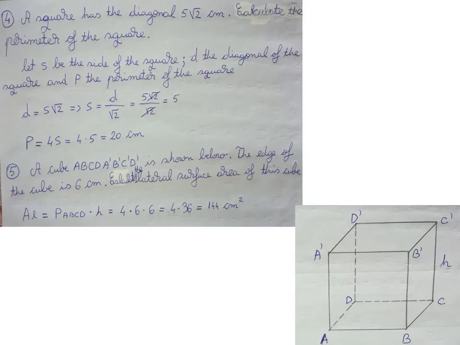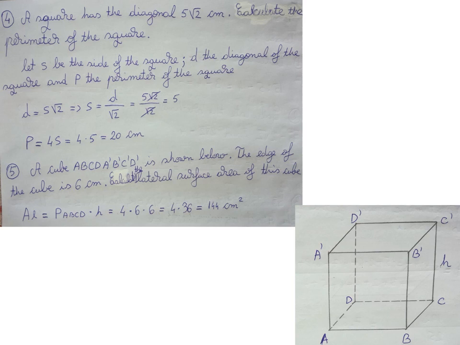A square has the diagonal of 5 square root of 2 centimeters. Calculate the perimeter of the square. Let S be the side of the square, D the diagonal of the square, and P the perimeter of the square. We know that the diagonal of a square is side multiplied by the square root of 2. So the side of the square is the diagonal divided by the square root of 2, which is here 5 square root of 2 divided by square root of 2, which is 5. The perimeter is 4S, which is 4 times 5, which is 20 centimeters.